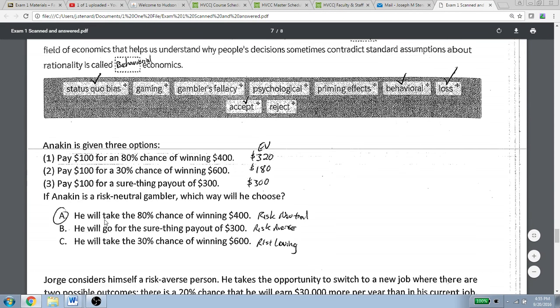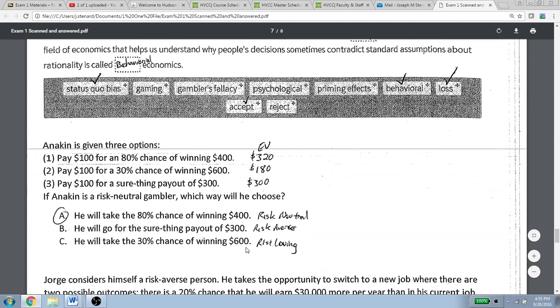Since the payment is the same, a $100 gamble no matter what, all you have to do is look at the expected value to see which one is the best piece. If he takes the 80% chance of $400, that's your risk-neutral choice.